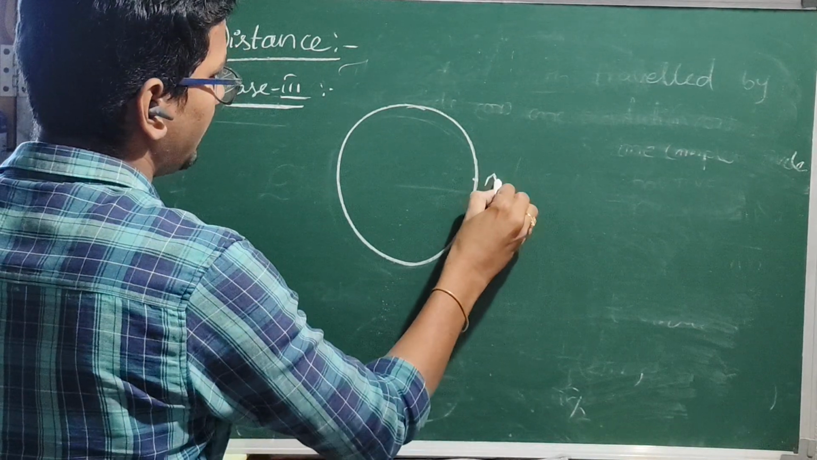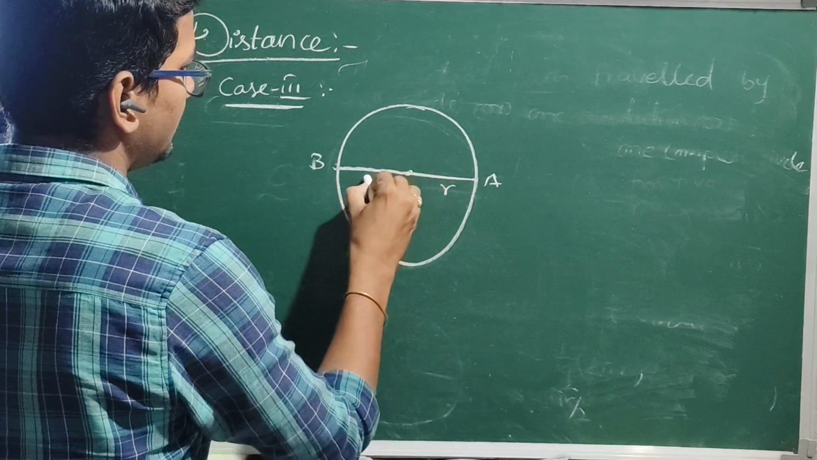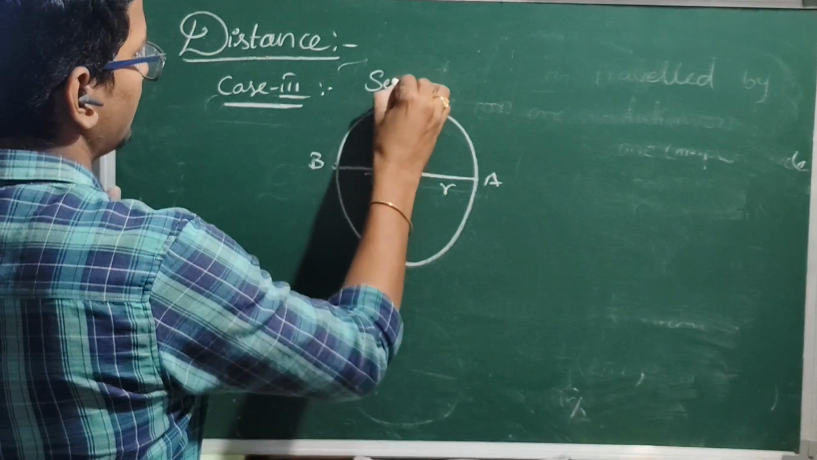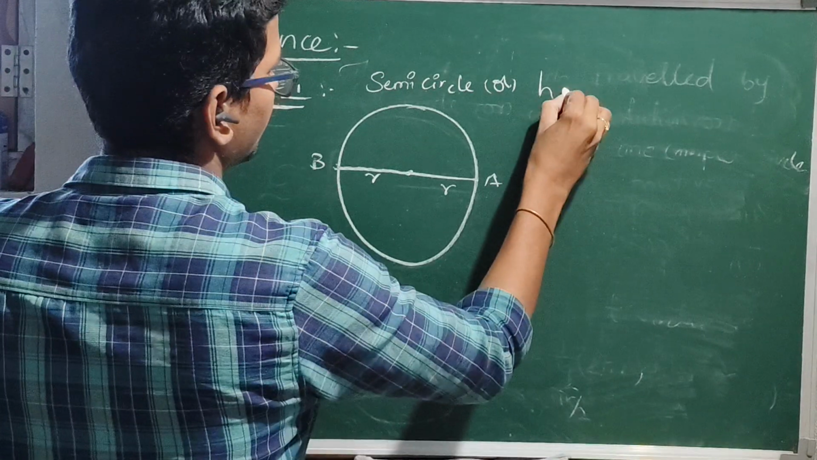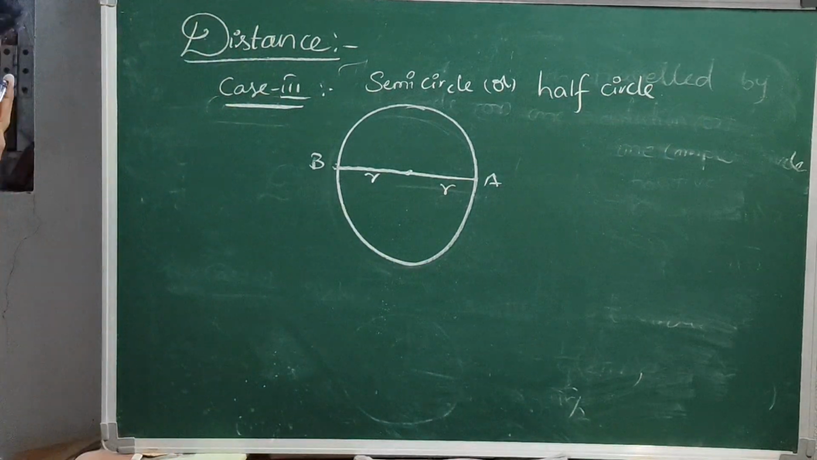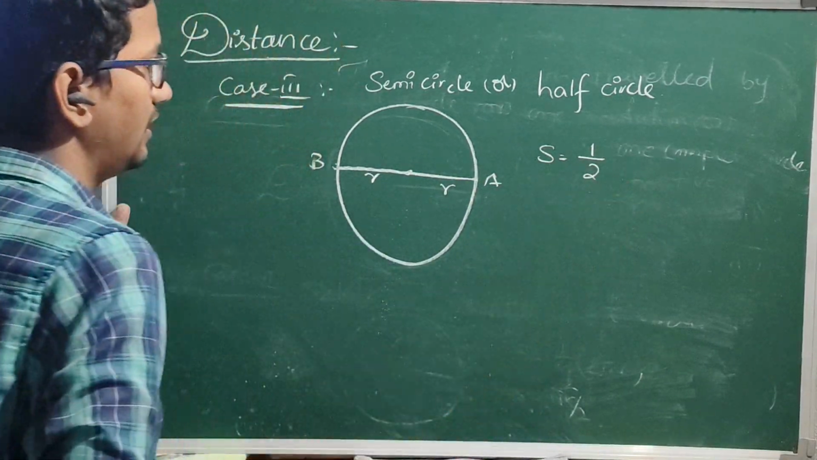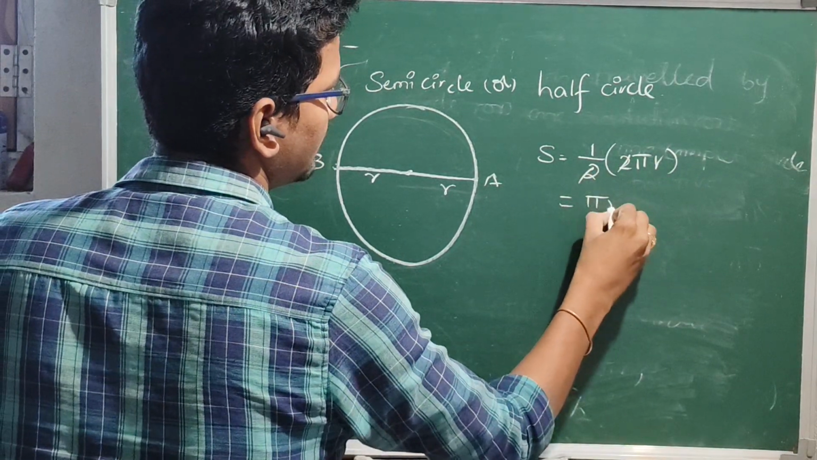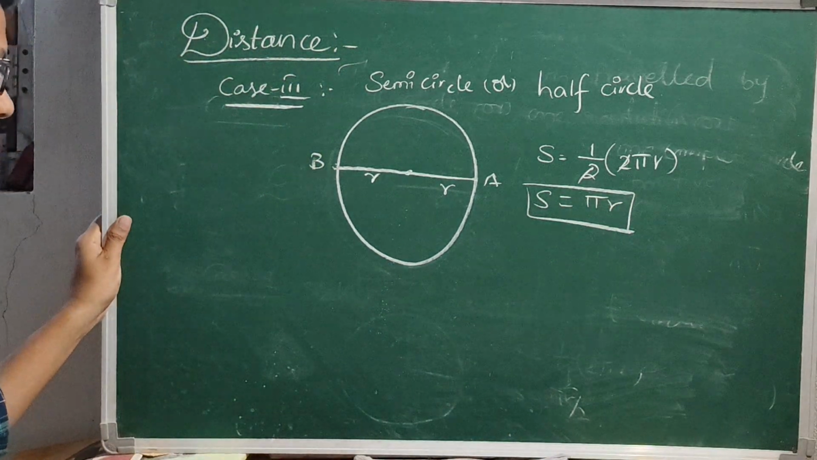For example, from A point to B point, that is called a semicircle. R plus R. It's a semicircle or half circle. We want to find S, which is half of the total complete circle, 2 pi r. The 2s cancel. What is the value here? Pi r. What is the semicircle distance formula? S is equal to pi r.